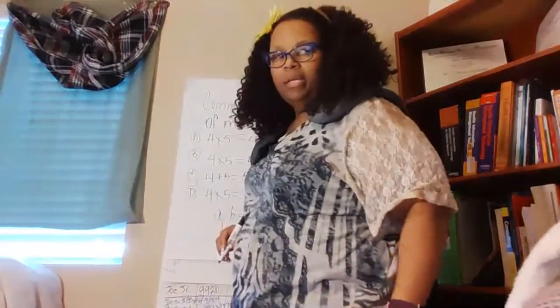Okay, so commutative property is either you can do this: A times B equals B times A. It still means the same thing. Okay, it's just a mirror image. It still means the same thing.